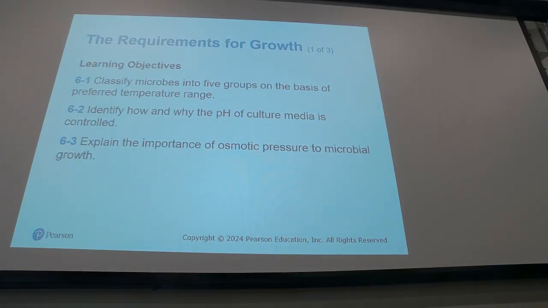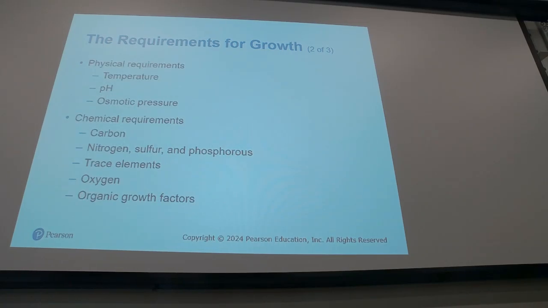So, now, aside from nutrients, microorganisms need other factors to grow, including having the right temperature, the right pH, and the right osmotic environment. So we're going to see the classification of microbes according to their physical requirements. So physical requirements will be temperature, concentration of hydrogen ions, and osmotic pressure.